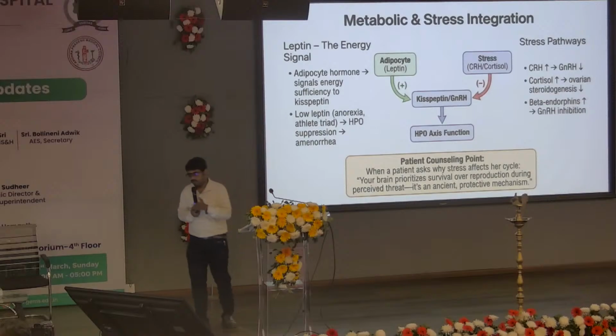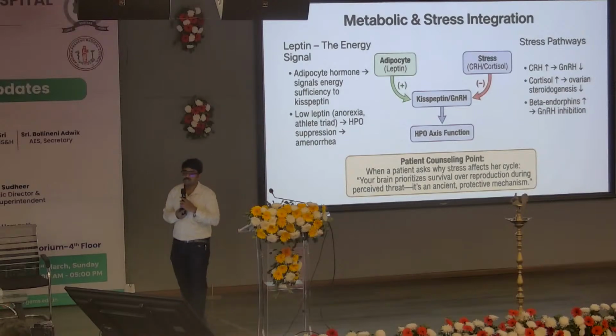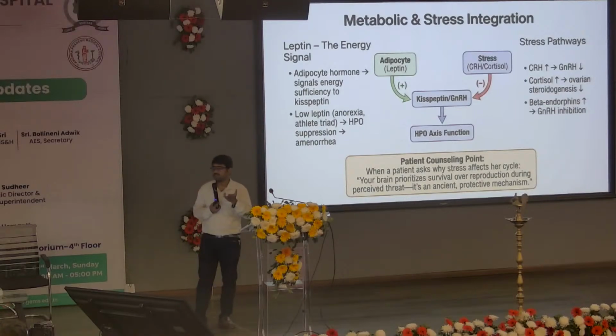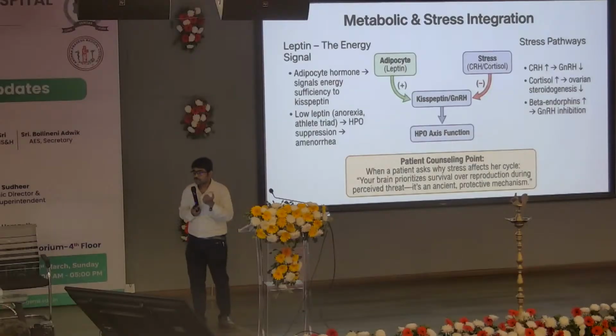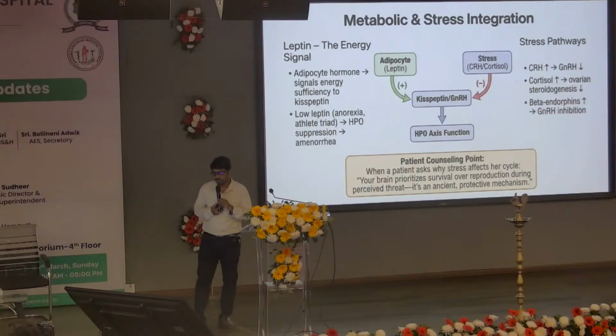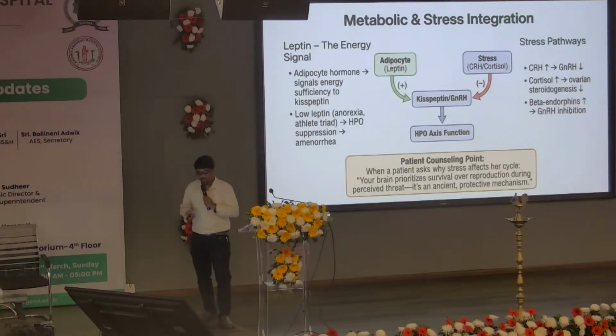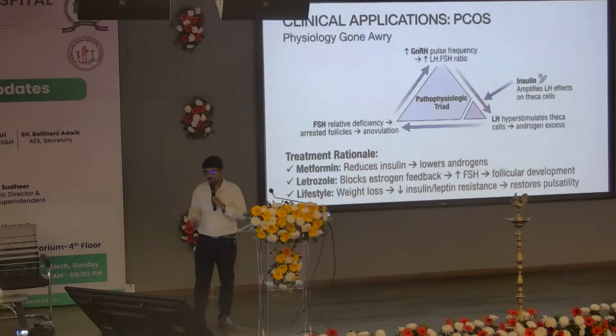Coming to the other pathway, that is the stress pathway. In all the stressful conditions, there is an increase in your corticotropin releasing hormone and cortisol. All these things are going to inhibit this axis via kisspeptin neurons. So the important clinical point is why stress affects the cycle. The logic is your brain gives priority to survival rather than reproduction in all stressful conditions. So that's about the axis and the integration part.